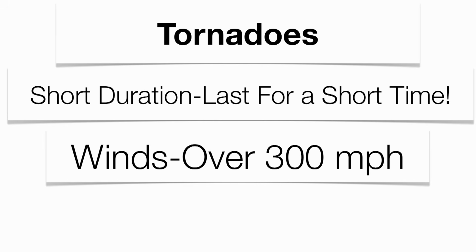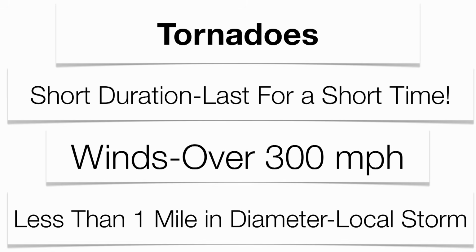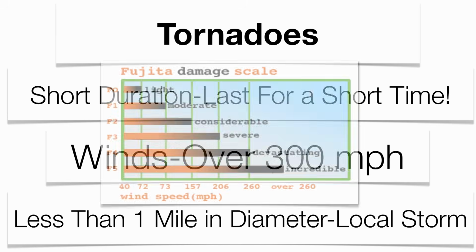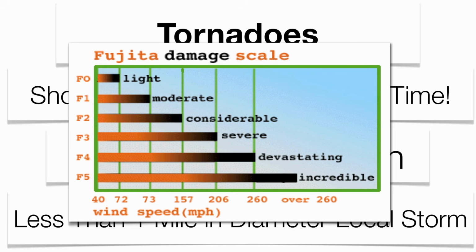Another big difference, their wind speeds are actually double that of a hurricane, over 300 miles per hour. Another big difference between a hurricane and tornado, these storms are much more local. They're going to hit a very, very small region because they average less than 1 mile in diameter in terms of the storm size. So these storms tend to be much, much smaller, but at times can be much more devastating. They're measured by what's called the Fujita scale, by an F0 to F5, and that's based upon wind speed and the amount of damage that these storms actually impose on a specific region.